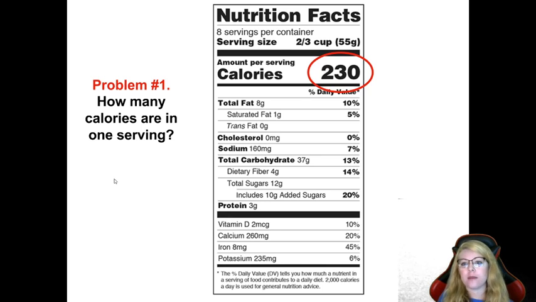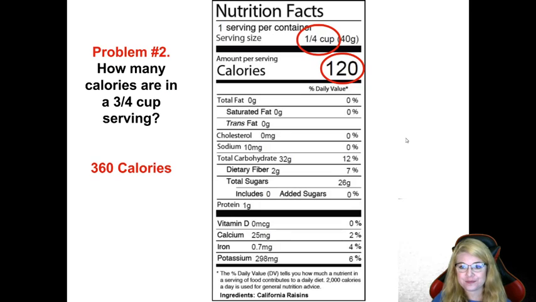All right, so the first one was how many calories are in one serving? The correct answer was 230. So one serving size of this particular food was 2/3 of a cup, or 55 grams, and it has 230 calories. Number two was how many calories are in 3/4 cup serving of this food? And the correct answer is 360 calories because one serving is 1/4 of a cup. So you needed to multiply that for 3/4 of a cup. So 120 times 3, 360 calories would be in this 3/4 cup serving of this particular food.